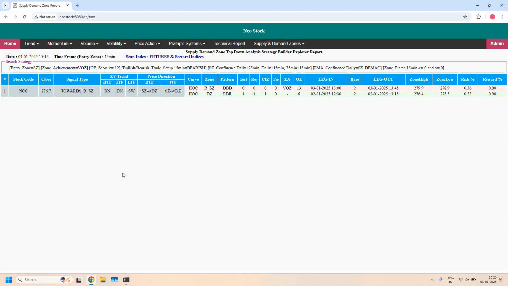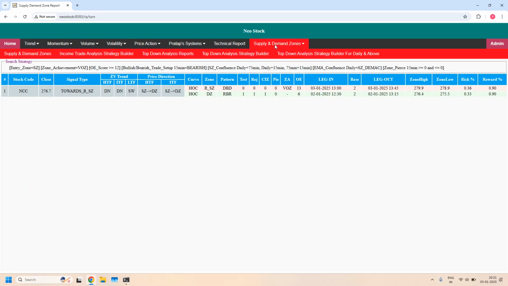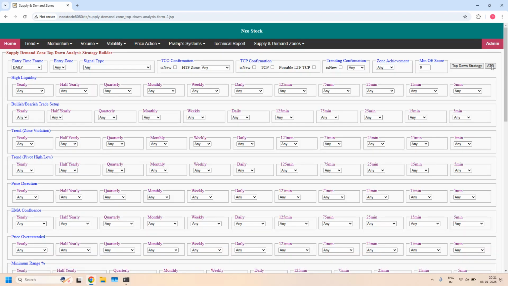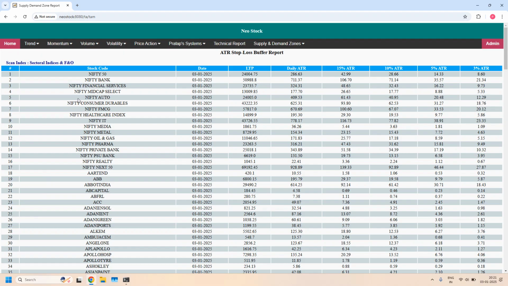So this is about bearish trade setup, daily income trade. And in the final report, let us generate stop buffers based on daily ATR. First 17 in this list are indices, remaining all are equity stocks. So I keep on scrolling the list down, whichever stock you want to refer, there you please pause the video. After that you can proceed further. Okay, I am scrolling the list down.